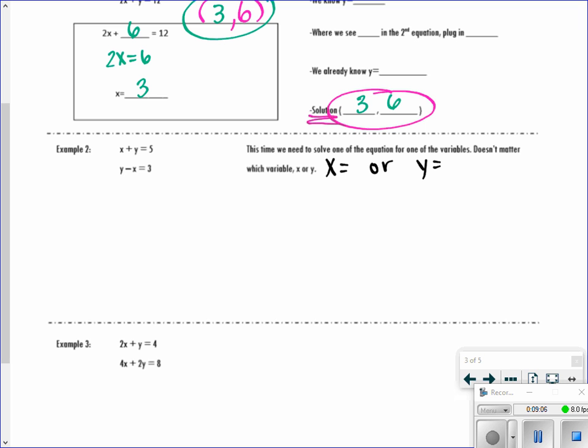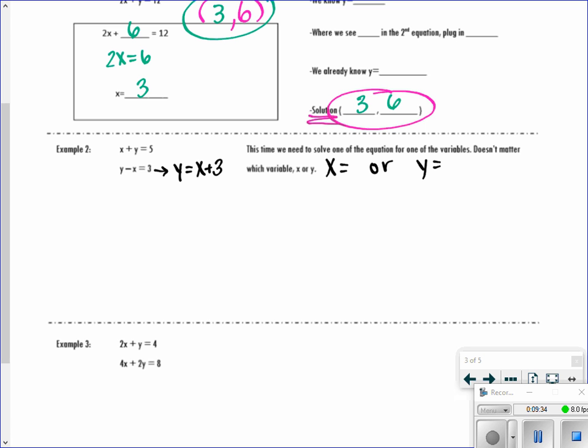Look at your two equations. You can pick whichever equation looks easier to get a letter by itself. Which one do you think works? The second one? Okay, what letter do you want to get by itself on the second one? Y. How would you get y by itself? Add x. So that would be x plus 3. All you need to do is rewrite the equation to get y by itself.